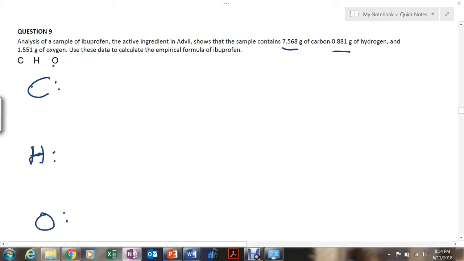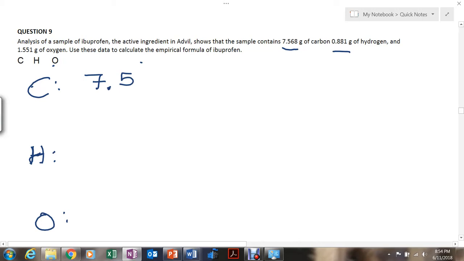So the first thing we have to do is calculate the moles. Those are the steps. First thing, calculate the moles. Second thing, calculate the ratio by dividing by the smallest one. If we have a decimal, we have to be careful not to round it. Okay, so we'll get there.